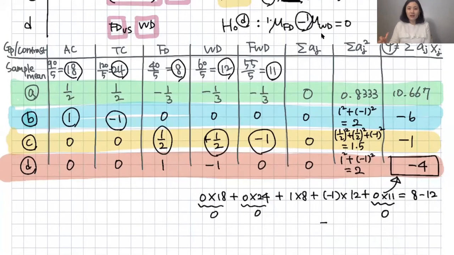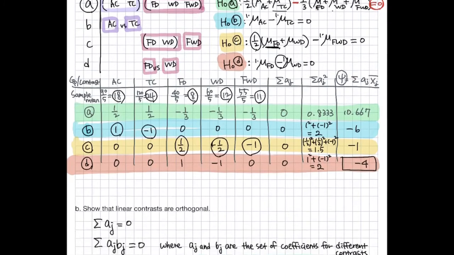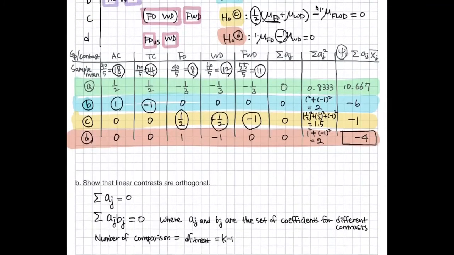So let's solve letter B first. We need to show that the linear contrasts are orthogonal. So we need 3 conditions to be met for orthogonality. First, the sum of the linear coefficients is 0. We already checked this in each column: the sum of the coefficients is 0. So the first one is done.